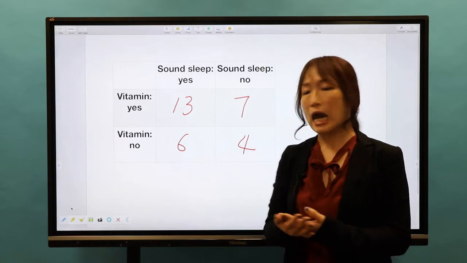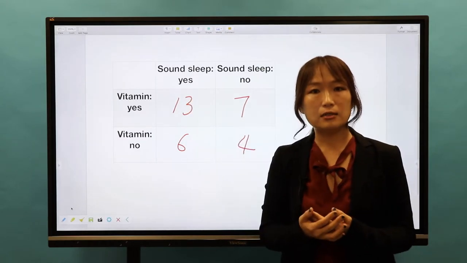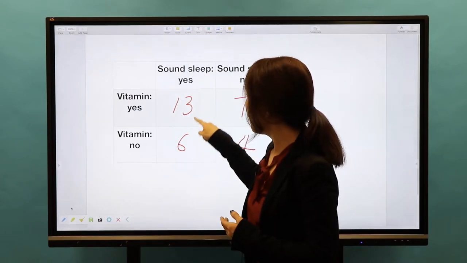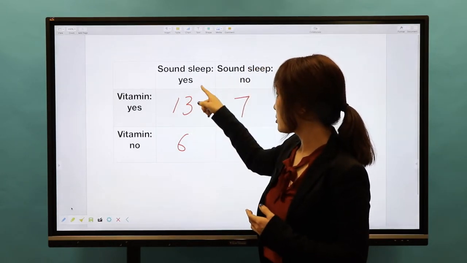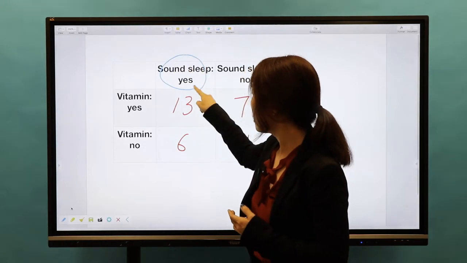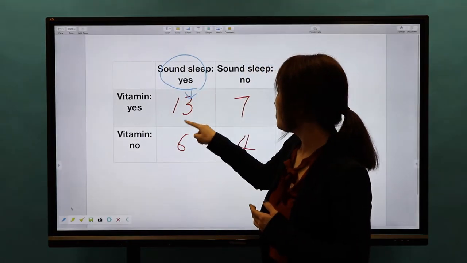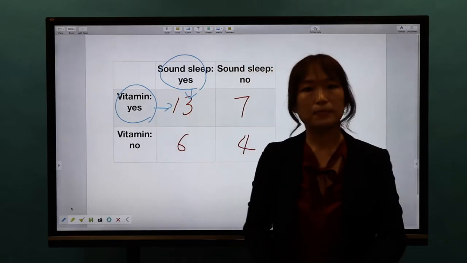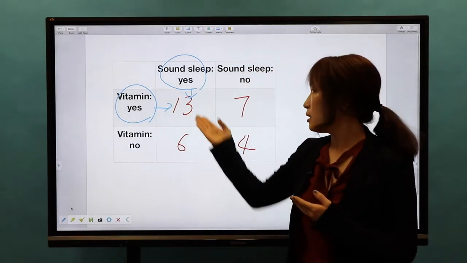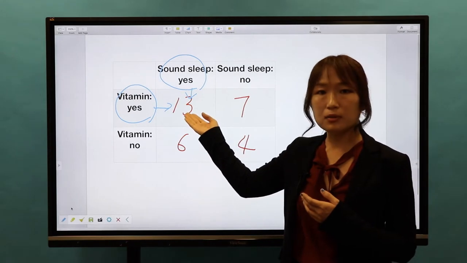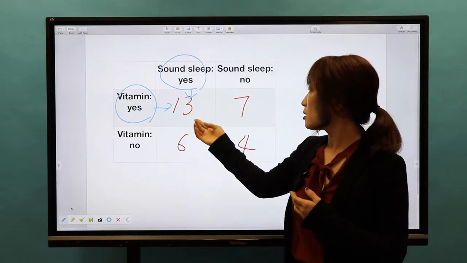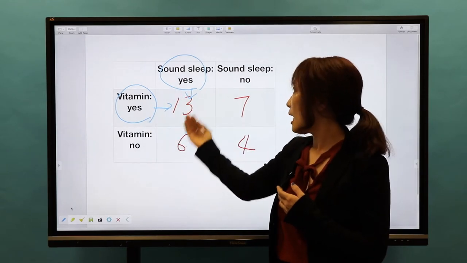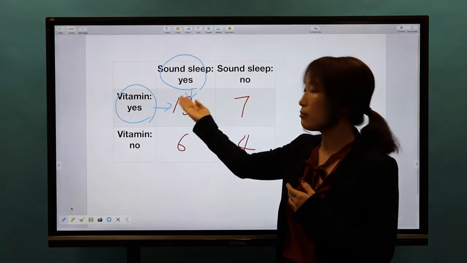So the numbers of counts in each cell in a contingency table represent, for example, the number 13 represents the condition under sound sleep, yes, and taking vitamin, yes. So in this example, the first column here represents a participant took vitamin and they had a really good sound sleep.